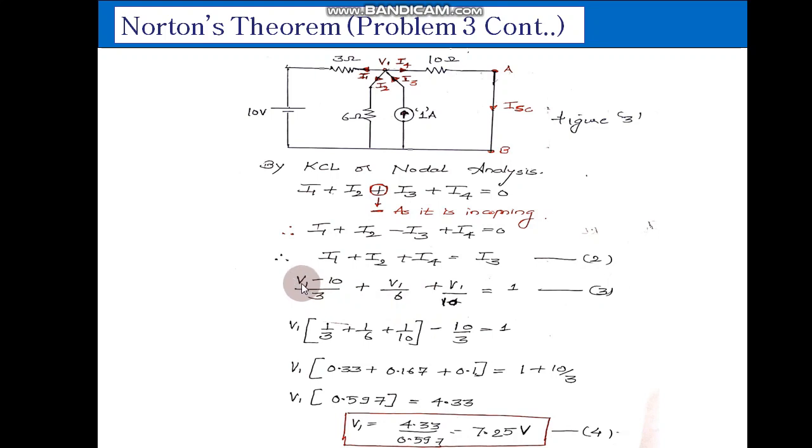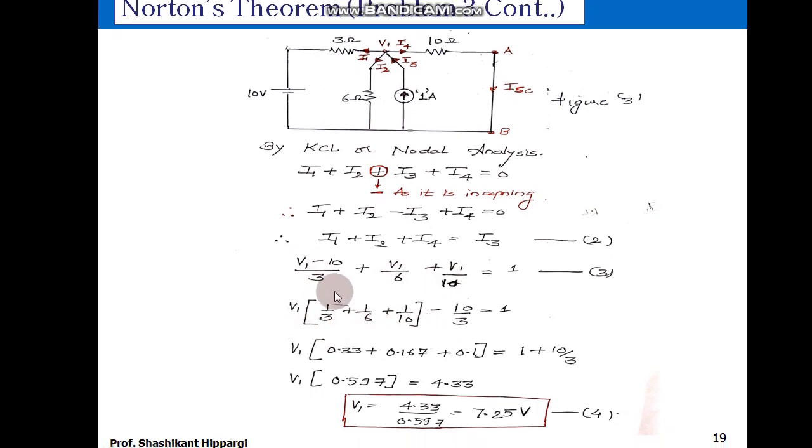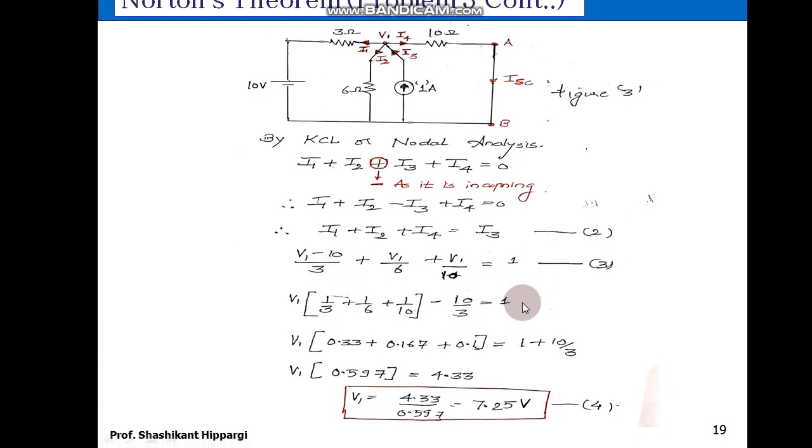So here I have separated the terms and taken V1 as common. If I take V1 from here, I am left with 1 by 3. Here if I take V1 as common, 1 by 6. And here, if I take V1 as common, then it is 1 by 10. So these three values, if I take V1 as common, I am left with 1 by 3, 1 by 6 and 1 by 10. It is shown here. This value is left, minus 10 by 3. It is shown here separately, which is equal to 1.